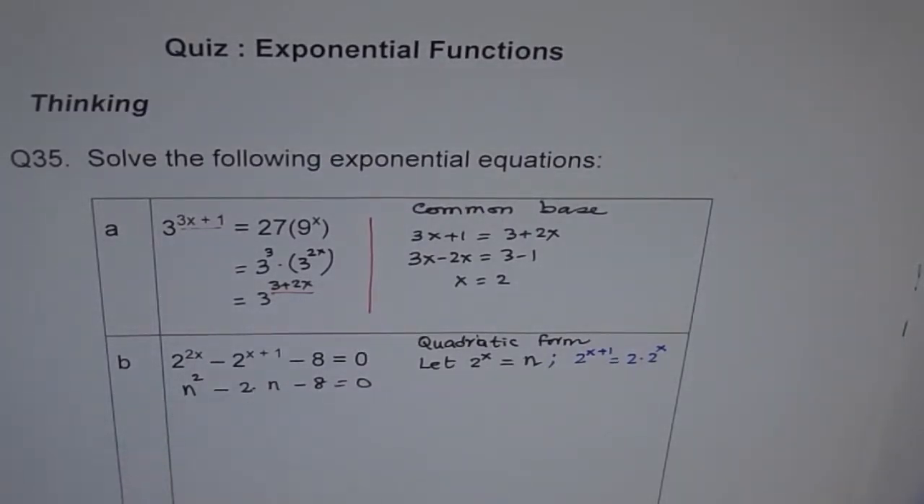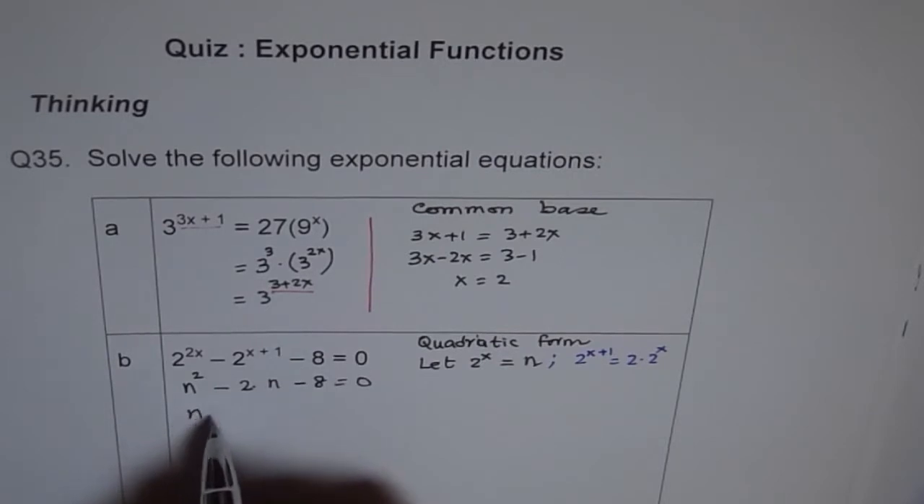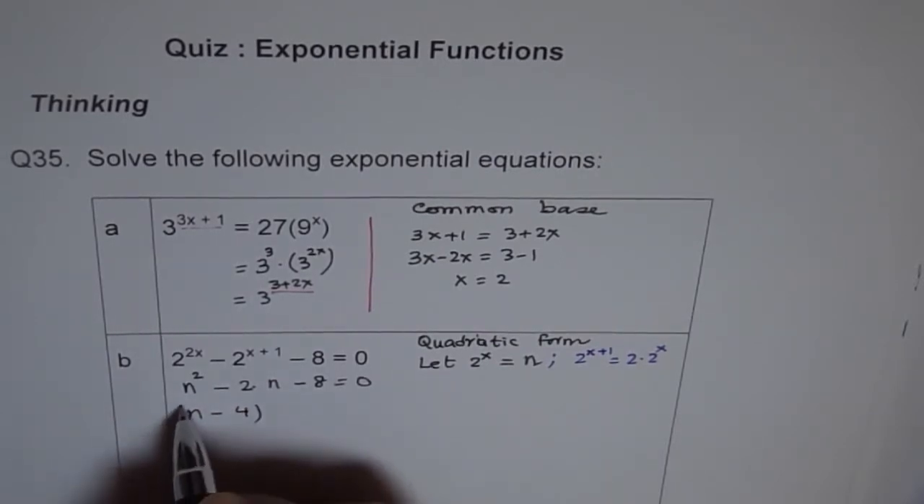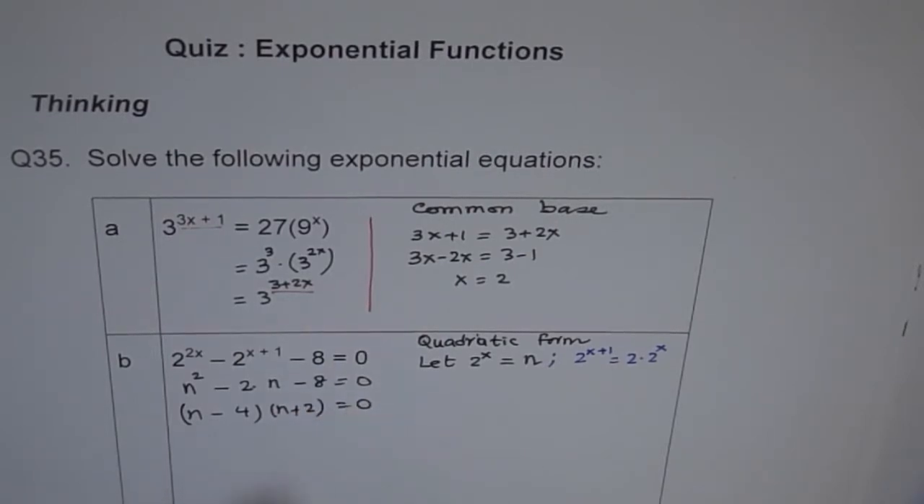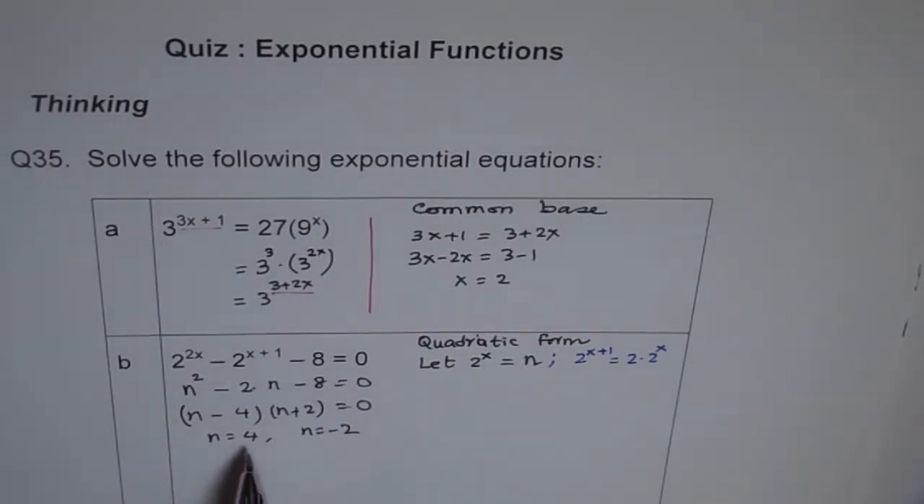Now I have a quadratic equation in n, so I can find the sum and product. My product should be minus 8 and the sum should be minus 2. So I have the numbers as minus 4 and plus 2, correct? Now from here, I can write n equals 4 or n equals minus 2. So these two should give me the solution of this equation, correct? So we have n equals 4 and n equals minus 2.